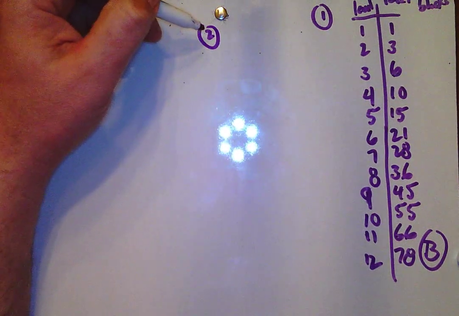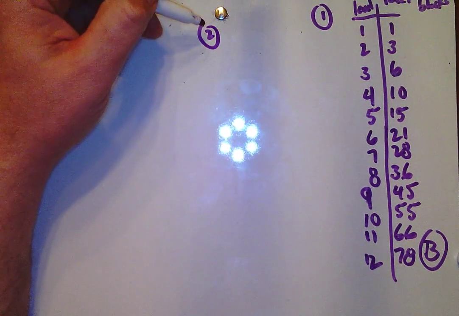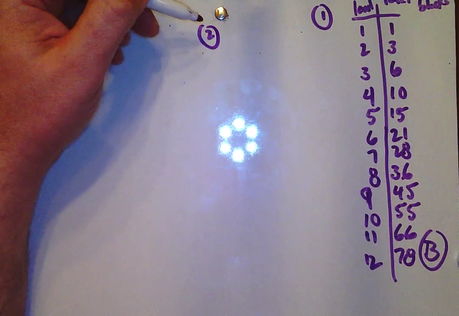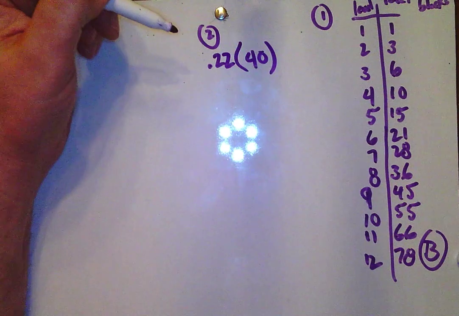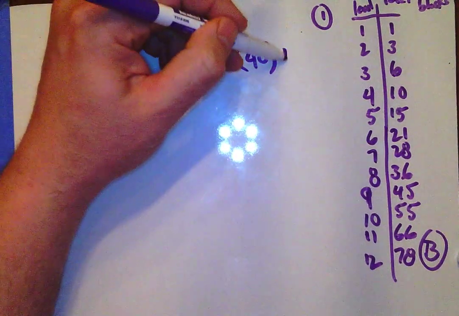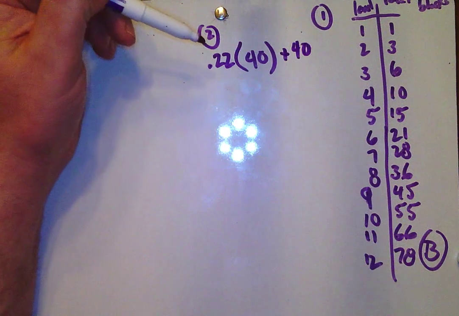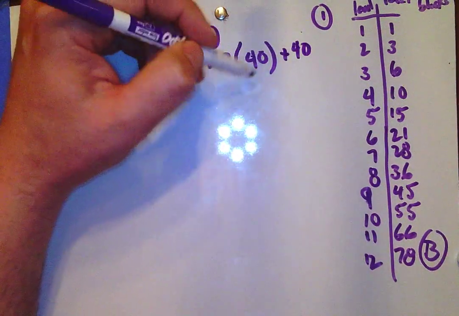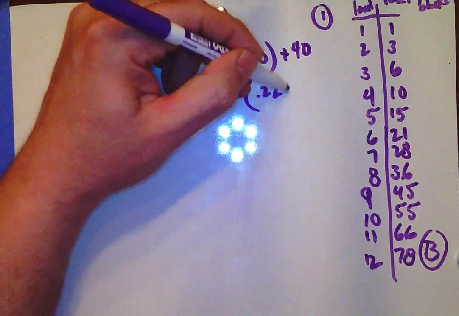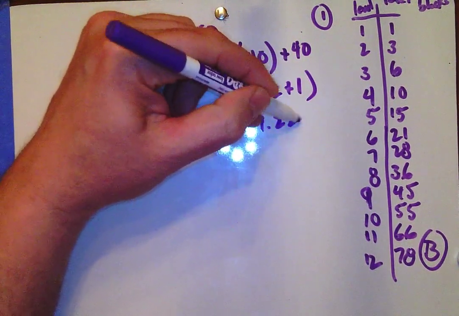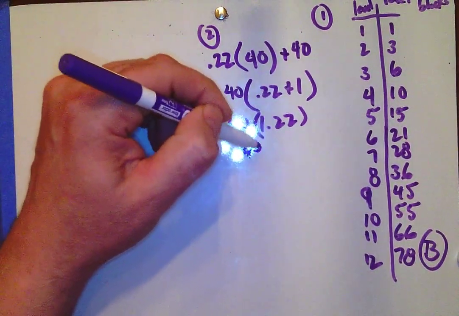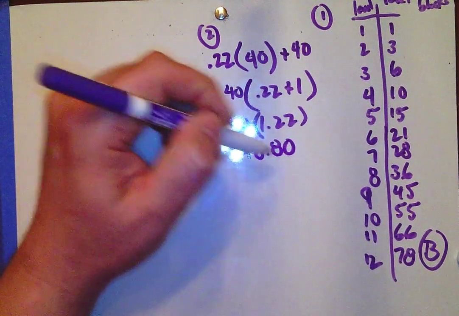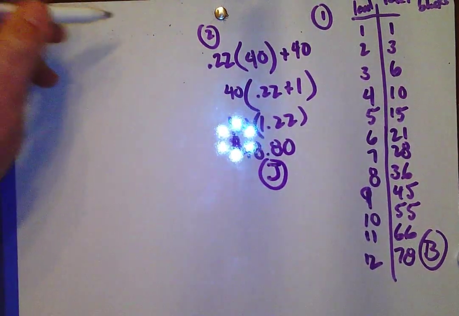2. To keep up with rising expenses, a motel manager needs to raise the $40 room rate by 22%. What will the new rate be? Well, 22% of 40 is the additional fee, plus the $40 fee for the room. We could factor a 40 out here and get 0.22 plus 1, or 1.22 times 40. When I multiply these two together, I get 48.80, or choice J. 3.